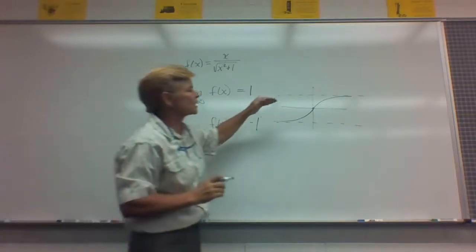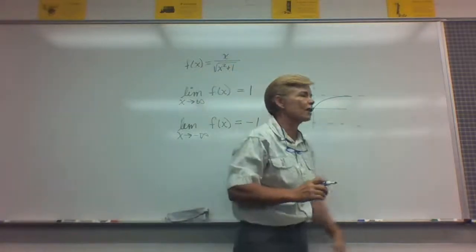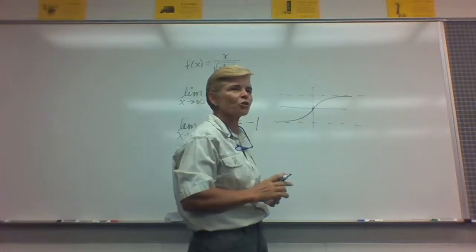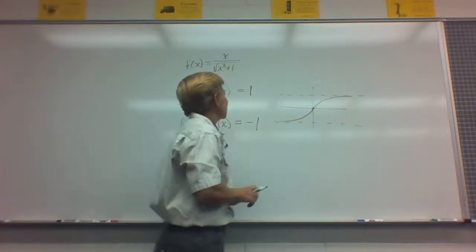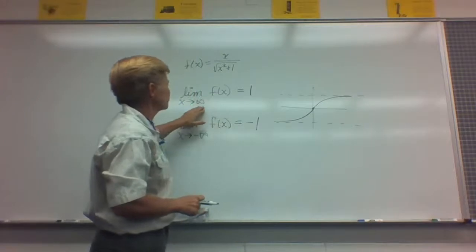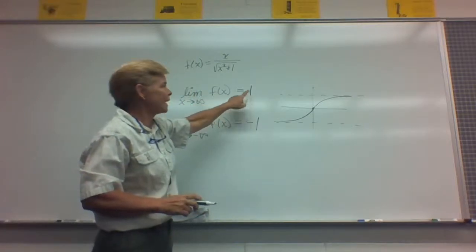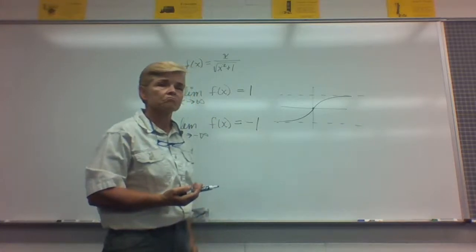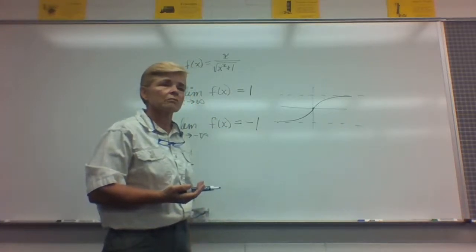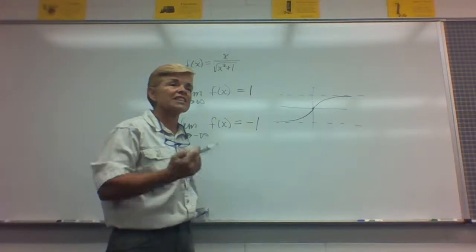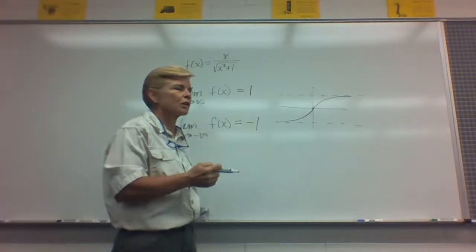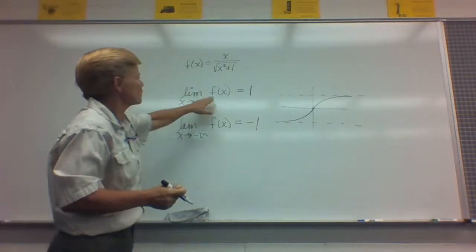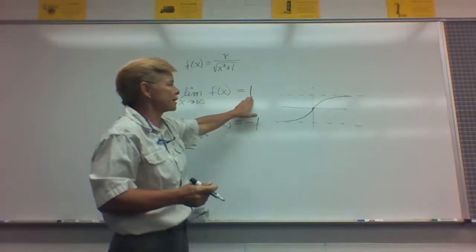And because it's approaching a specific value as it goes farther and farther out, we have a horizontal asymptote at these locations. That is the actual definition of a horizontal asymptote. If the limit of a function as x goes to infinity is a number, then y equals that number is a horizontal asymptote. Does that make any sense? That's its definition. The definition of a horizontal asymptote is if the limit as x approaches infinity of a function is a number, then y equals that number is a horizontal asymptote.